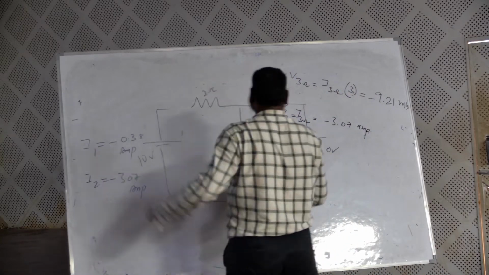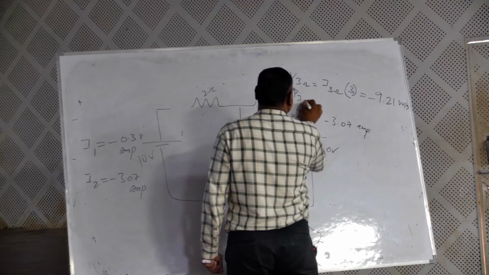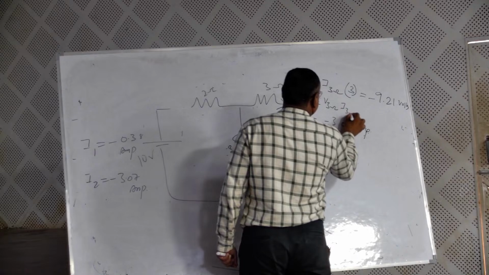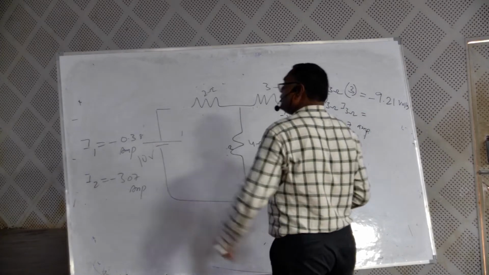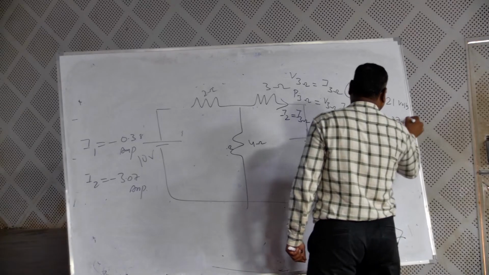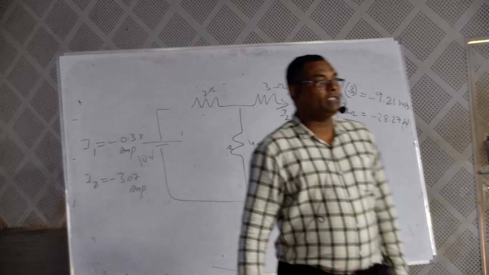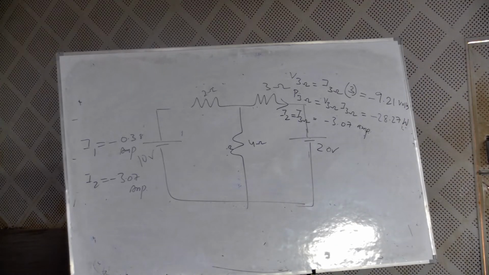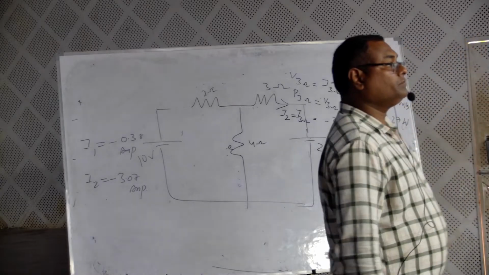Next one. P3 ohms, voltage into current. What is the answer? You got it? Minus 28.27 watts. So these are the three results we got for the 3 ohms bulb. The last one.